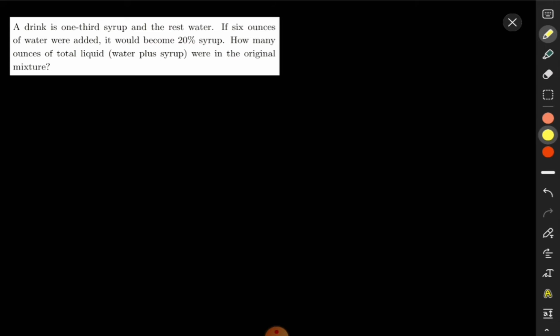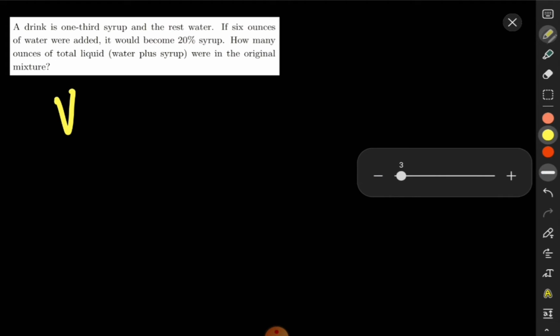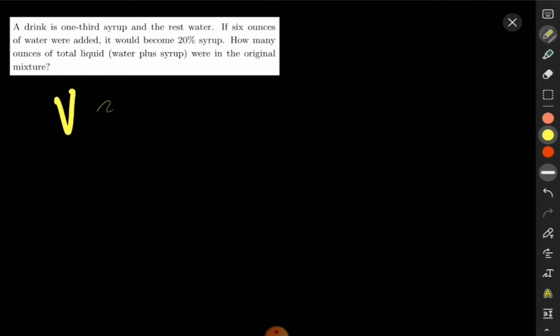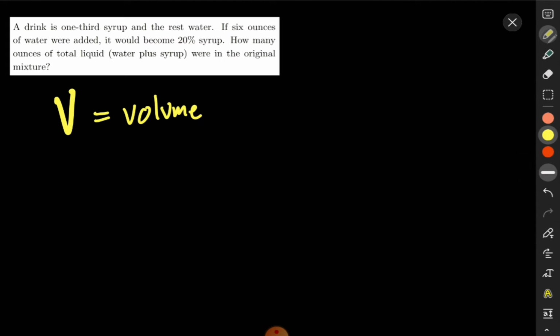We will just let the volume of the liquid be V. I'm just going to decrease the brush radius. Here we go. It's going to be the volume. Still big. Here we go. I'm just going to erase. So V is the volume.